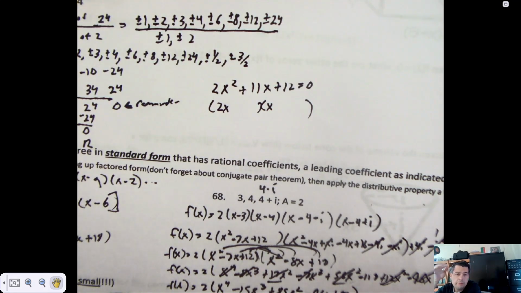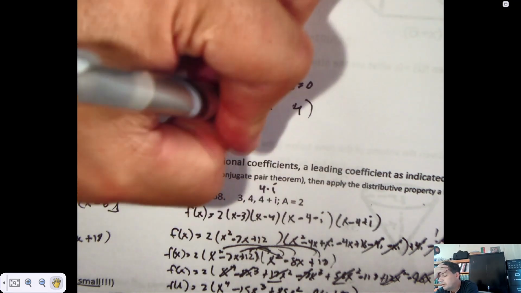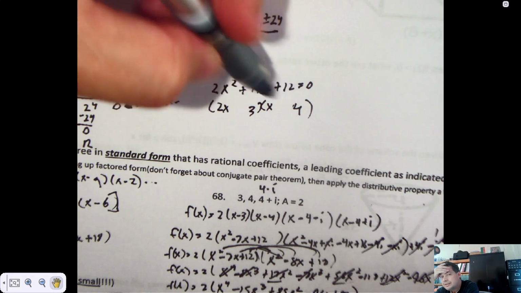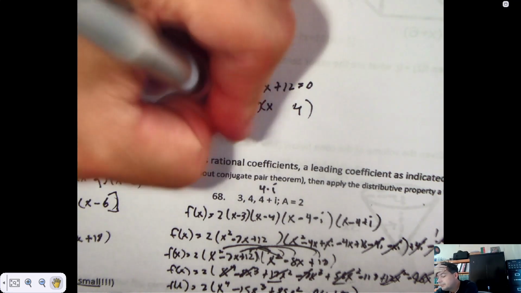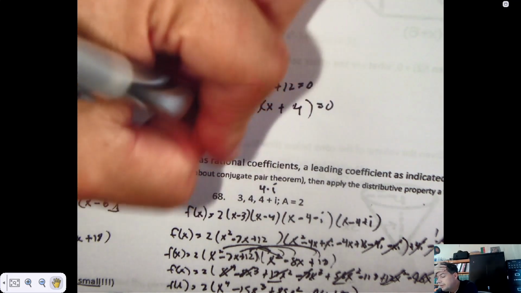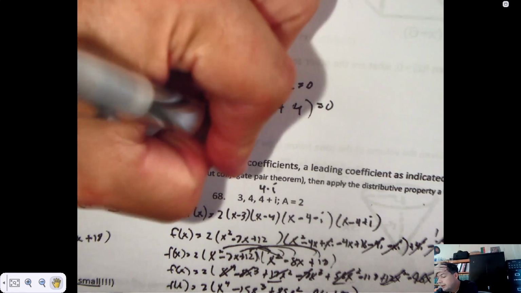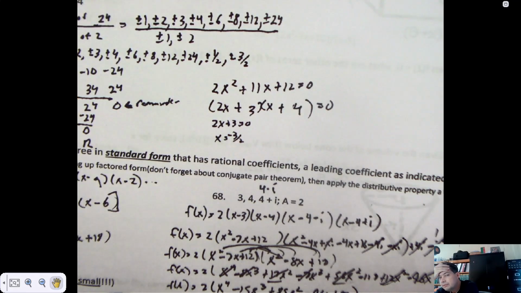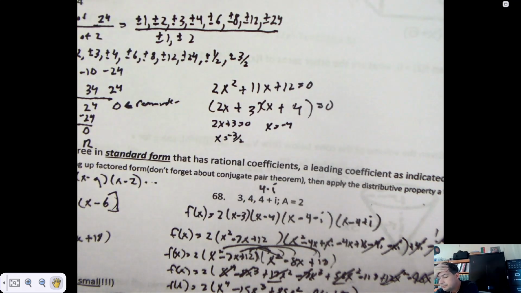Factors of 12 are what, 4 and 3? Beautiful. 2x times 4 is 8x, 3 times x is 3x, 8x and 3x make 11x. Could have used the QF on this thing too. If I take this one and I set it equal to 0, I get that x is negative 3 halves. Subtract 3, divide by 2. And this one is just as simple as changing the signs.